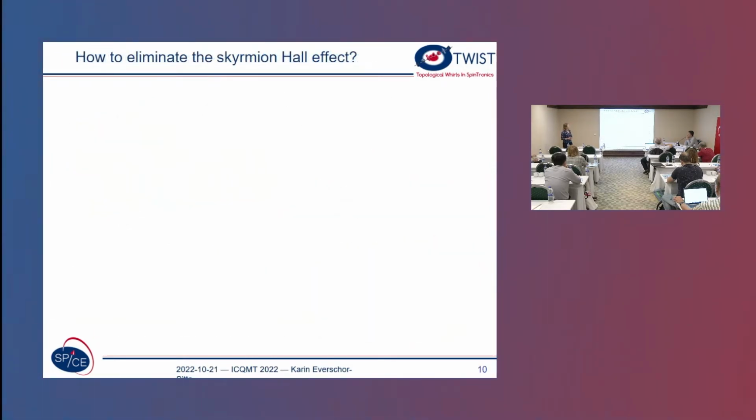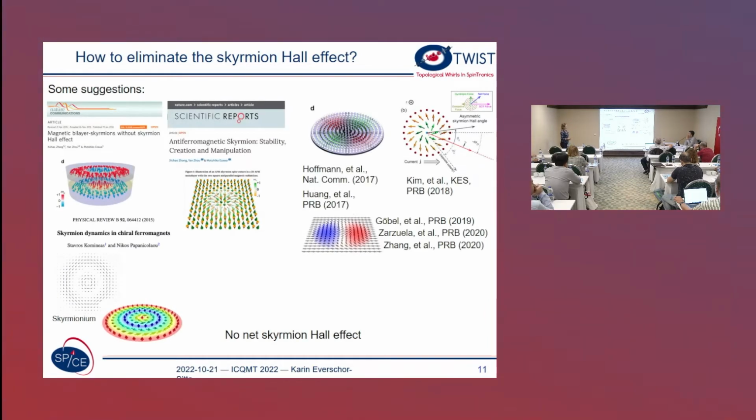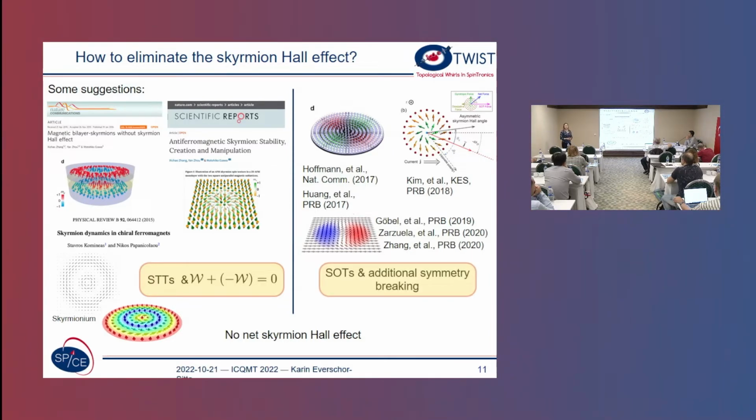So how do we eliminate the skyrmion Hall effect? Here are lots of studies, and there are a lot more. These ones shown work on two principles. The left ones work on the idea of using spin transfer torques, and the idea that you have two opposite winding numbers. I'm going to come back to that later again. And the right-hand side uses spin orbit torques and an additional symmetry breaking.